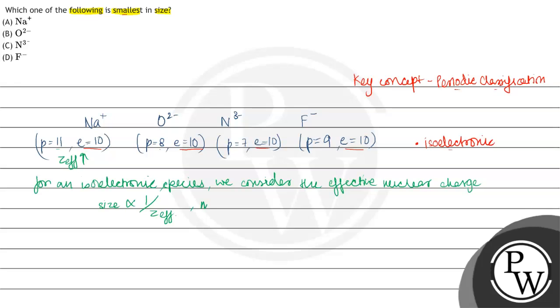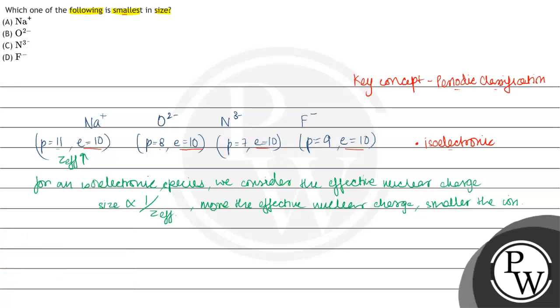So more the effective nuclear charge, smaller the ion. जिसके हिसाब से you can see that N3 negative will be the biggest ion.